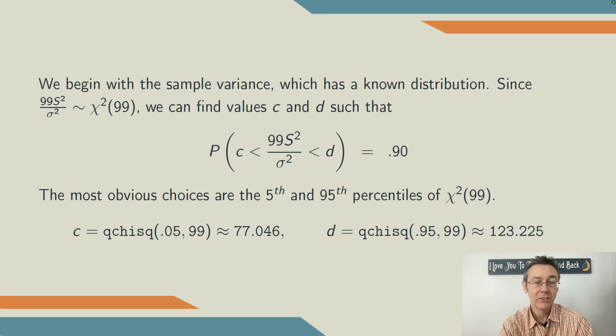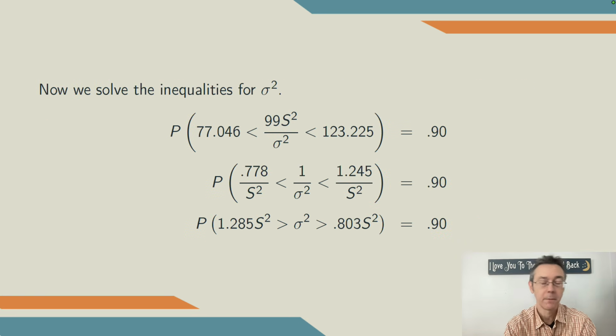So now I'm going to take c and d in this probability statement that you're seeing in the middle, plug in the values of c and d that I have, and then solve it for sigma squared, like this. First, I'm going to divide this entire inequality by 99 s squared. That's how I'm getting to the middle line there. And then I'm going to take reciprocals of each piece to get the bottom line. Remember, when you take reciprocals with inequalities, you have to reverse the sense of the inequality.